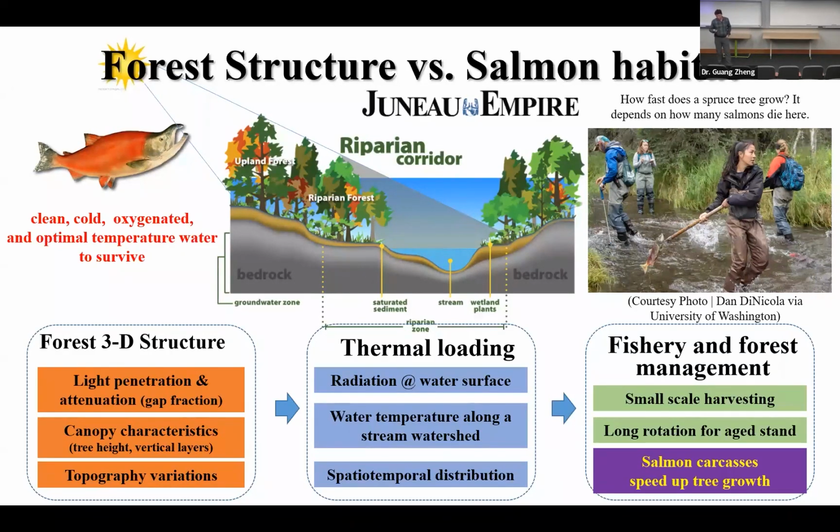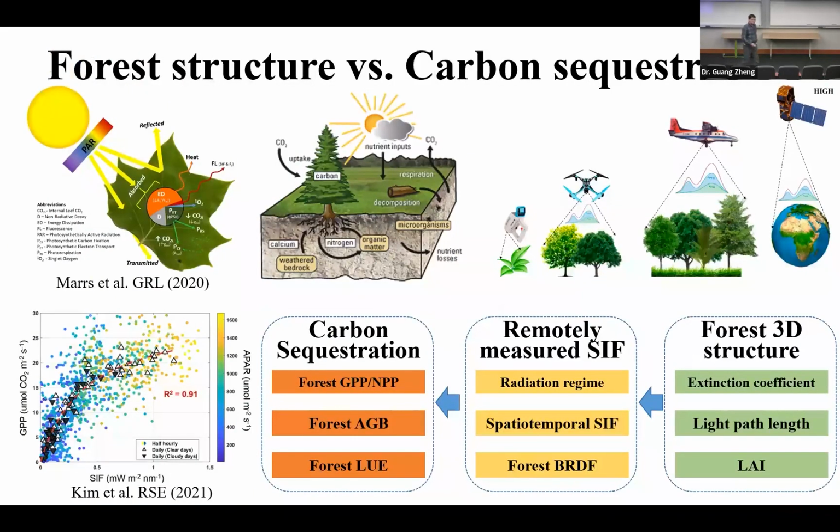So the next story I'm going to show you is the relationship between the forest structure and carbon sequestration. By forest structure here, I mean the leaf area index. It's basically a parameter showing how many leaves the forest canopy has. Because we know the leaves are the places for the photosynthesis process. Basically, the more leaves you have, the more carbon the forest ecosystem can absorb, right?